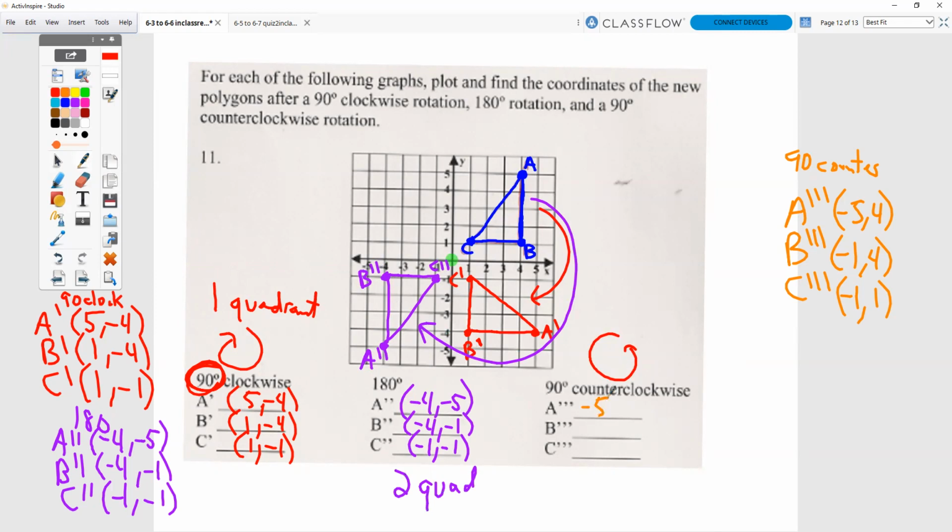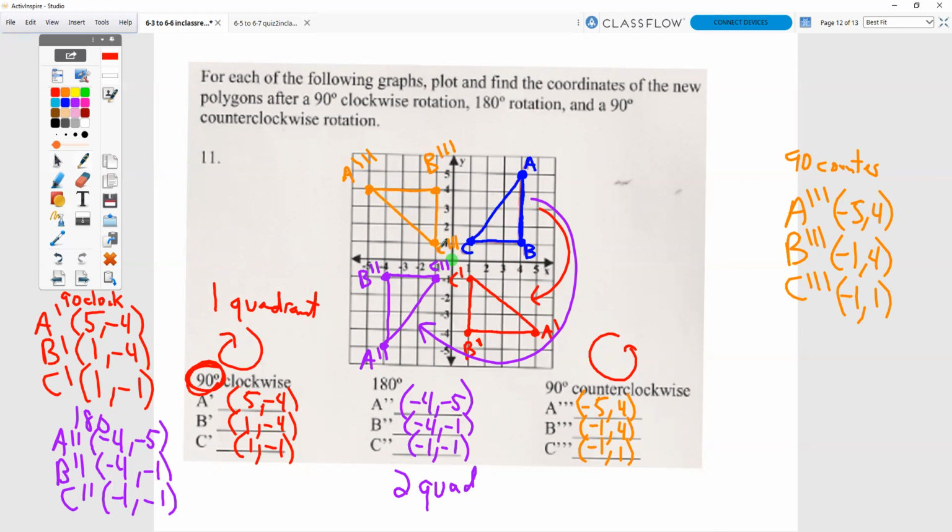The last one here in the orange is going to be 90 degrees counterclockwise. So I have -5, 4. I have -1, 4. And I have -1, 1. Over to -5, up to +4. That's A triple prime. B triple prime, -1, 4. That's B triple prime. And -1, 1. That is C triple prime. Connect the dots. There's your new picture.